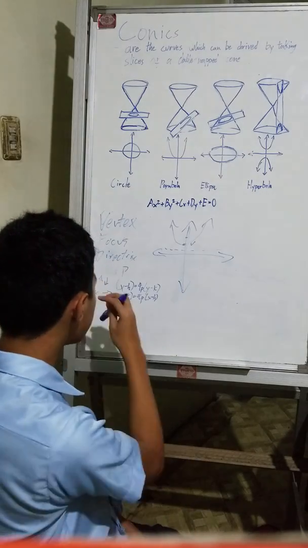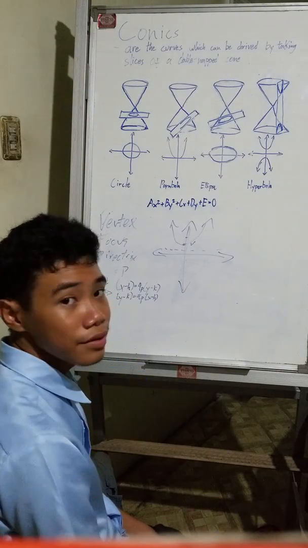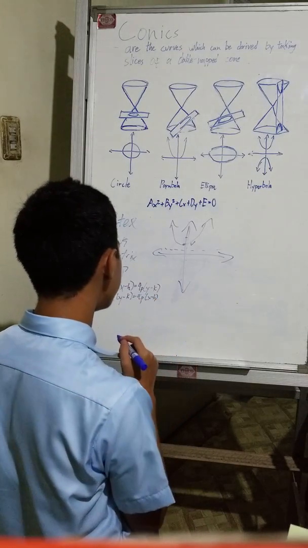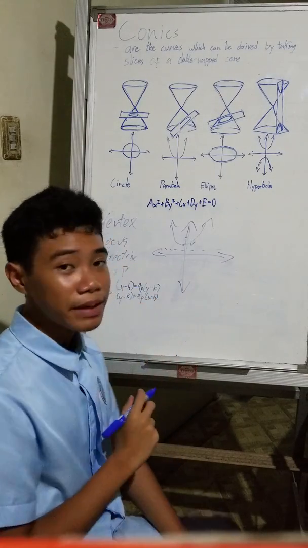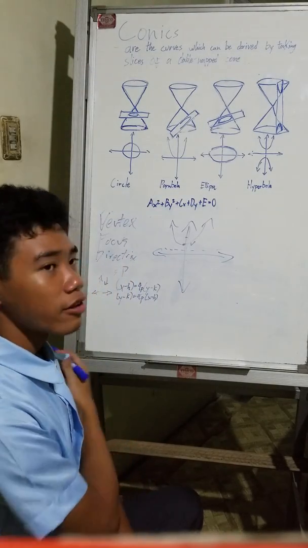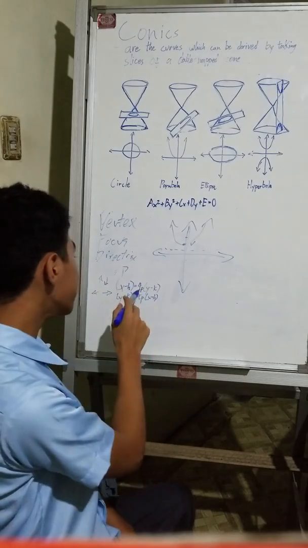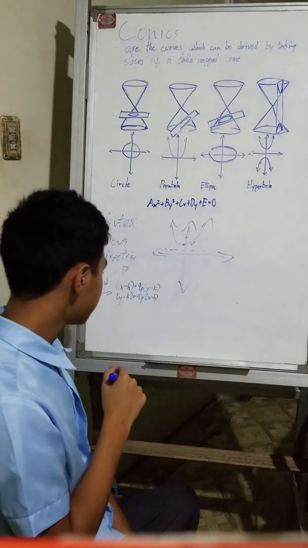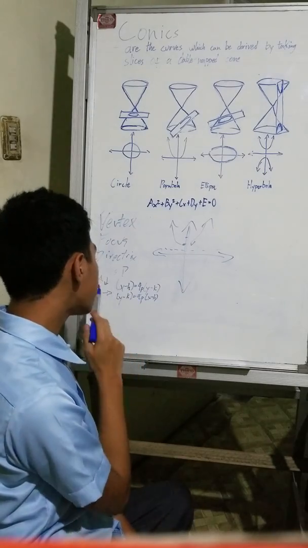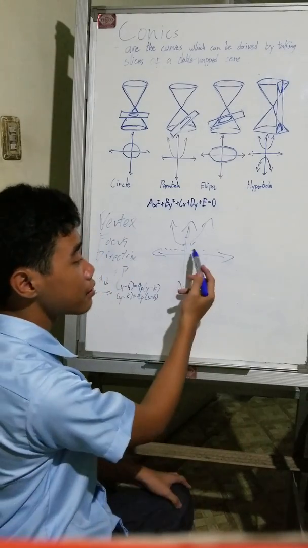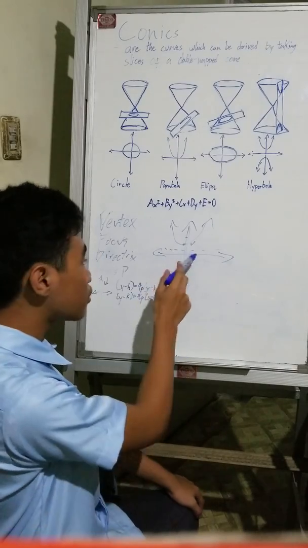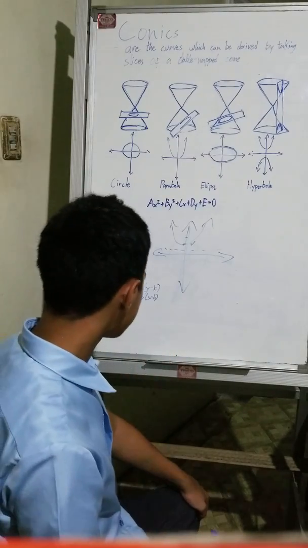How do you know if it's up or down or left or right? Well, we know that going up is positive. So if the p here is positive, it's facing up. If the p is negative, it's going down. Same thing with the second equation. If the p is positive, it will go right because right is positive. If the p is negative, it will be facing left.